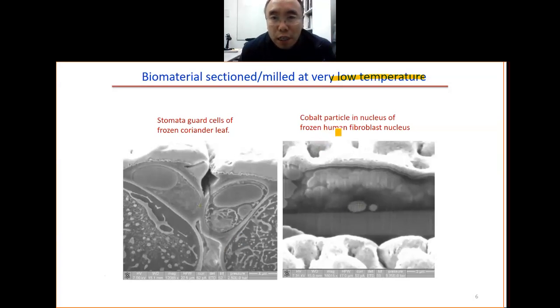The next one is the human fibroblast nucleus. Here, see particles here. This particle here. Those particles are cobalt particles. So in our human body, we have a lot of cobalt particles. Again, this is done at a low temperature. And from here we see the cobalt maybe is the nutrition that we need.